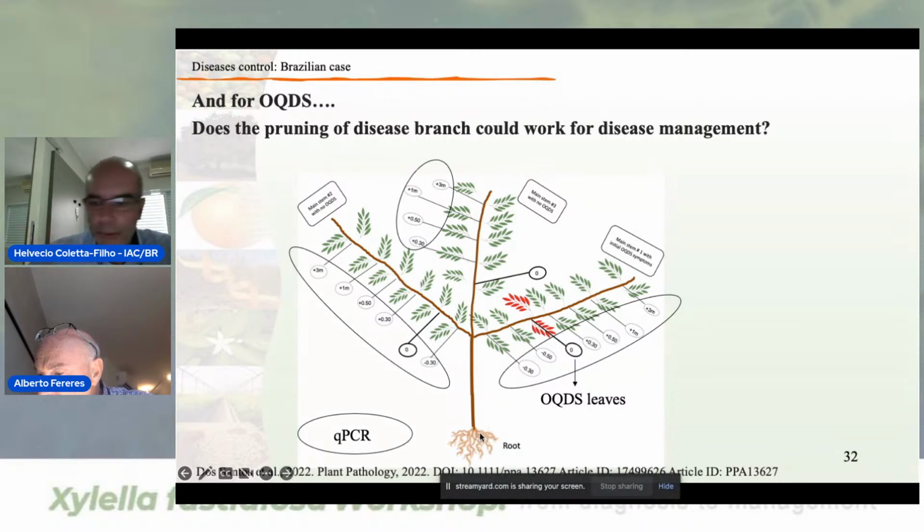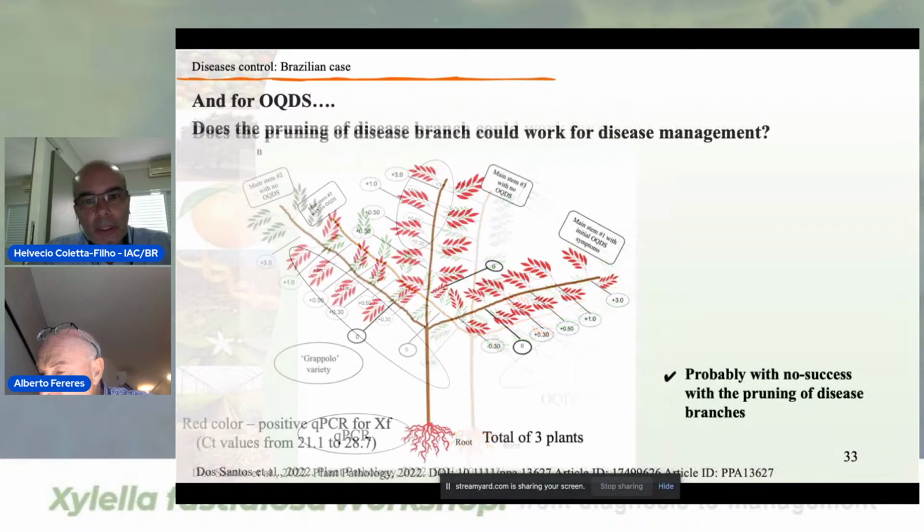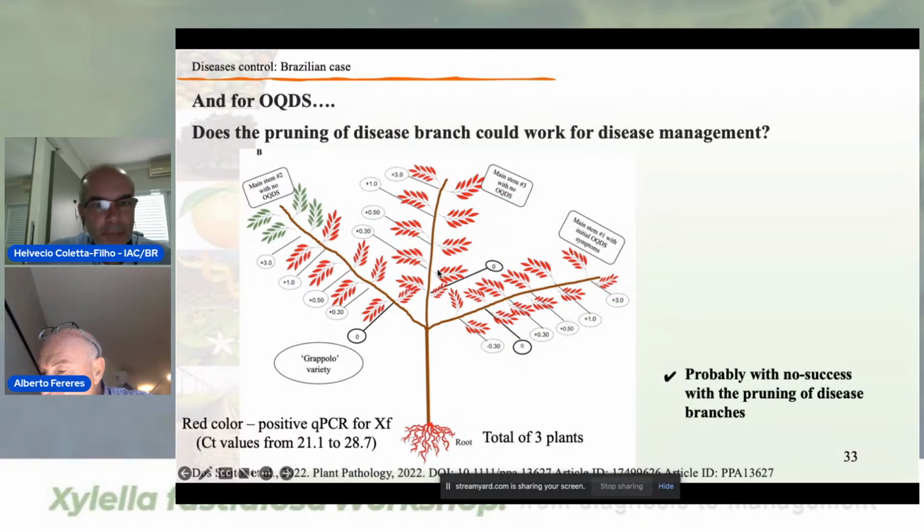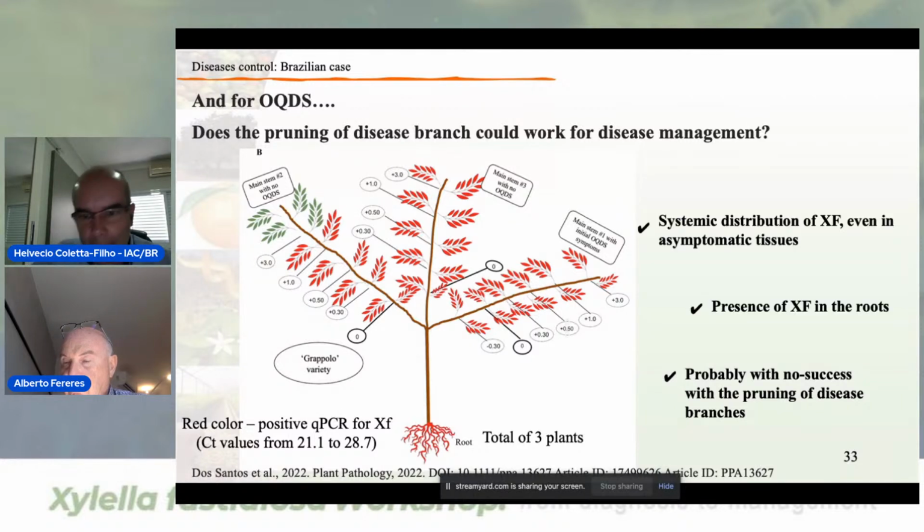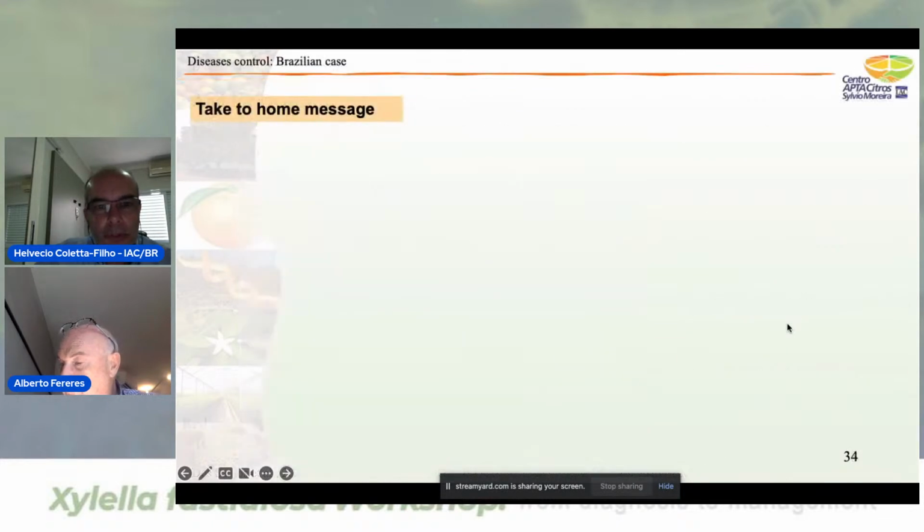You do a broad sample in these plants, and summarizing all the results, the bacteria was spread systemically over the plants. A total of 3 plants. In the 3 plants, you can see in these pictures the systemic distribution of the bacteria. So pruning in the olive plants doesn't work aiming to reduce the bacterial population in the plants, and also Xylella is present in the roots.